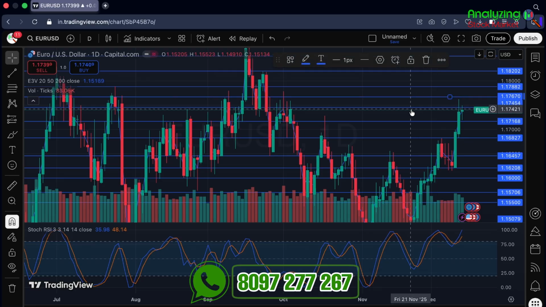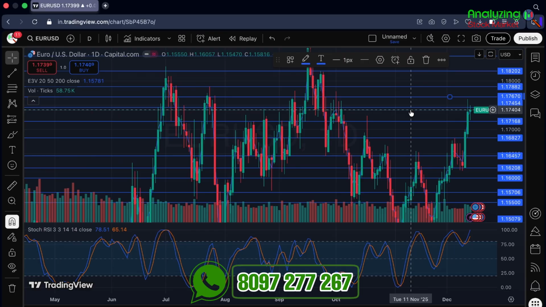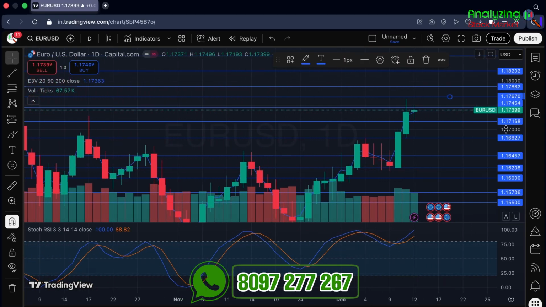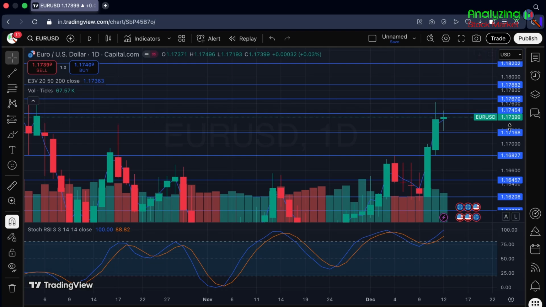So here I have marked the different data. You can also mark the same data on your chart as well. So now let's talk about the closing first, then we'll talk about what is my expectation for this week.